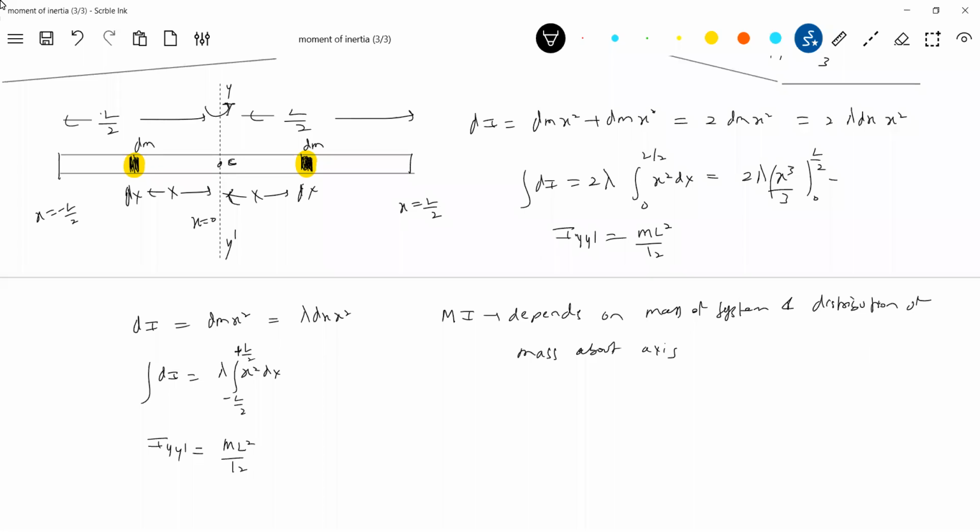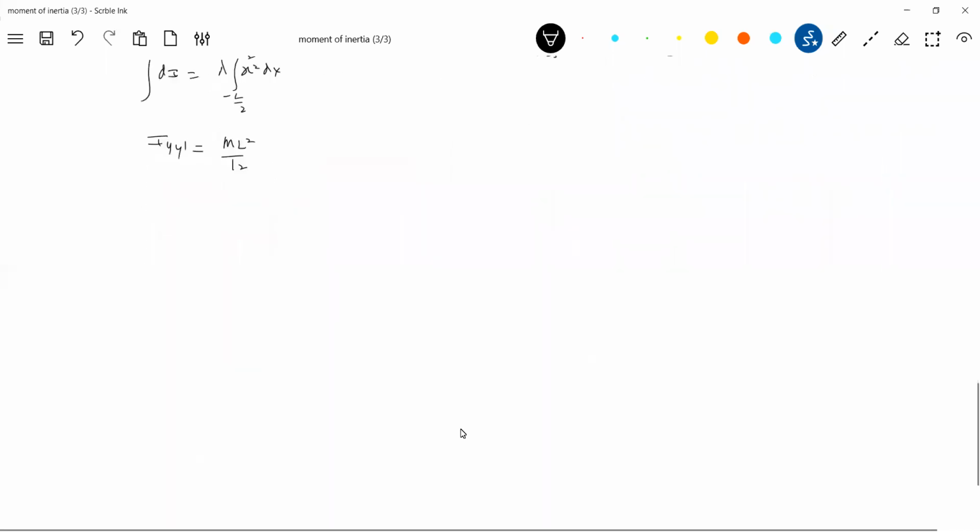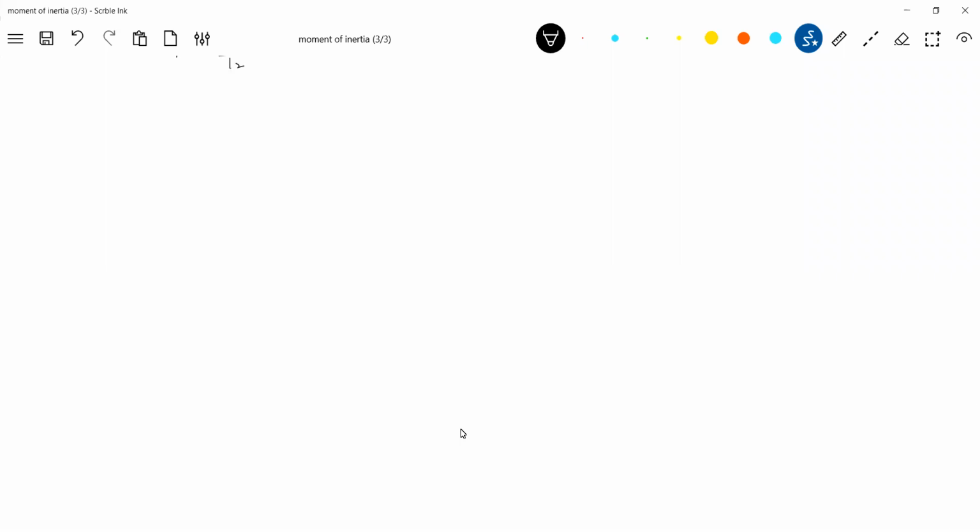You can see this rod itself, about one end and about the center of mass, the moment of inertia is different. So let's take one more, the same for a rod only. No, this is the axis. No, this is a rod. It's a rod actually.